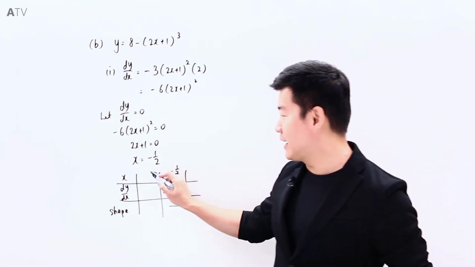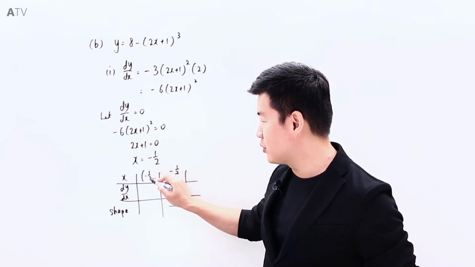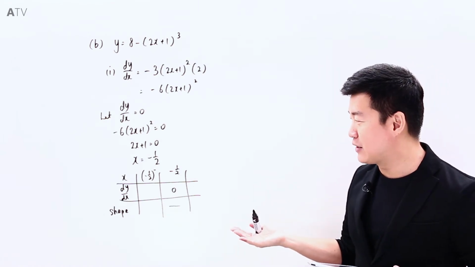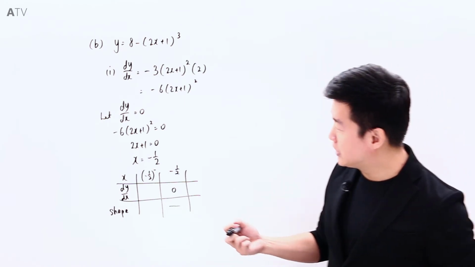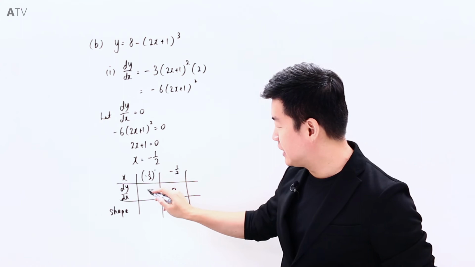So we will look at another value which is slightly on the left hand side of minus half. Slightly to the left hand side is negative, so we'll pick a value that is, for example, negative half minus 0.1. Subbing into the expression of this, it will give us a negative value.